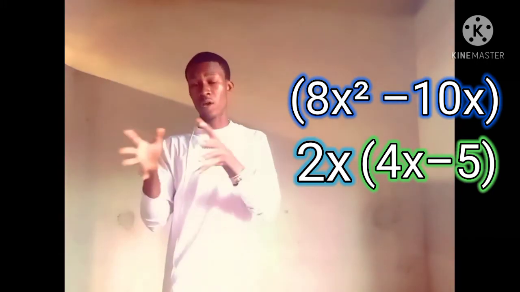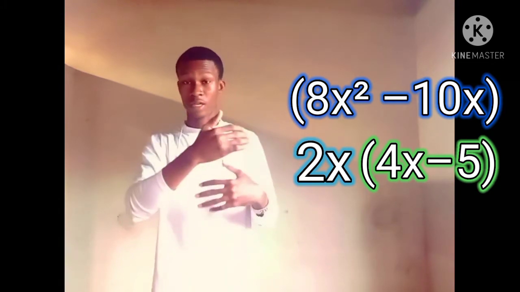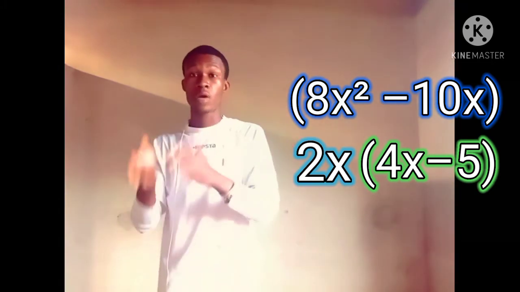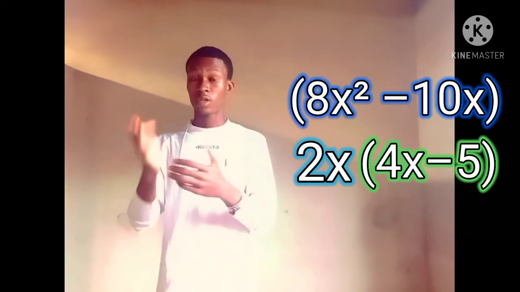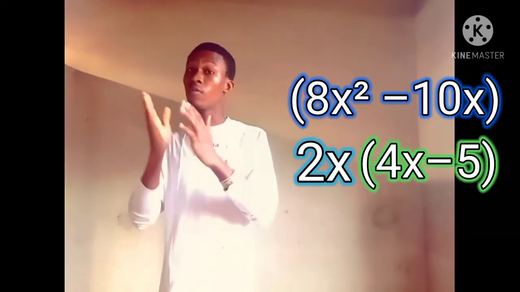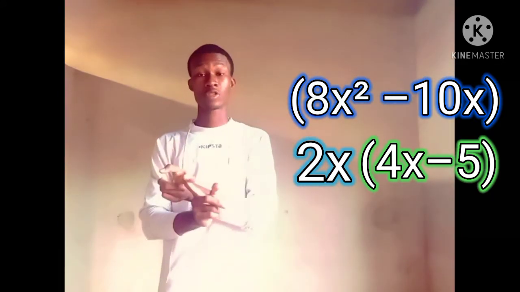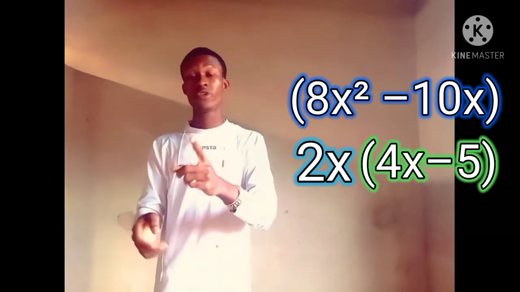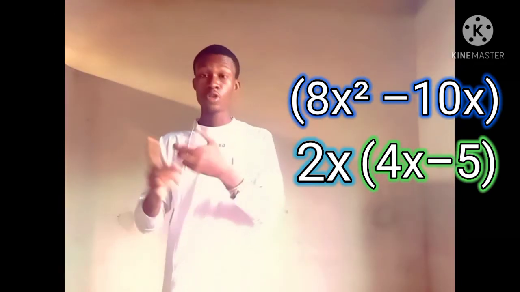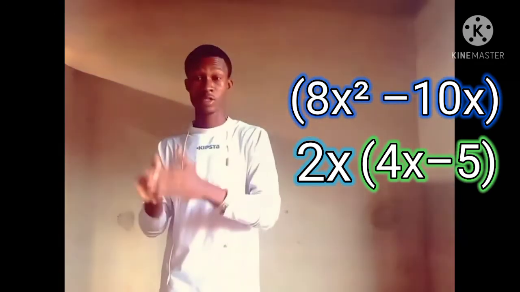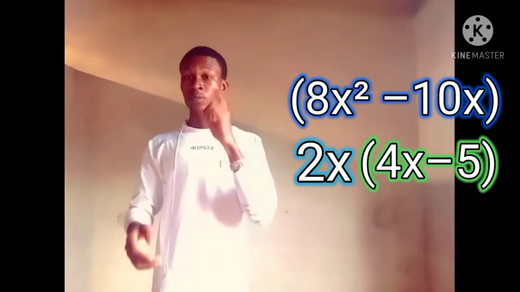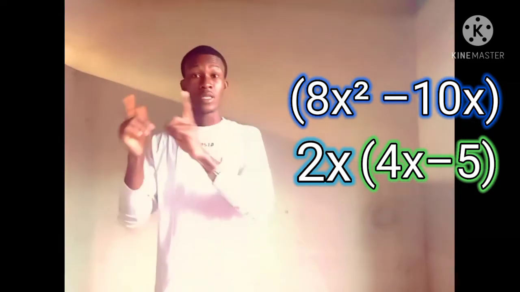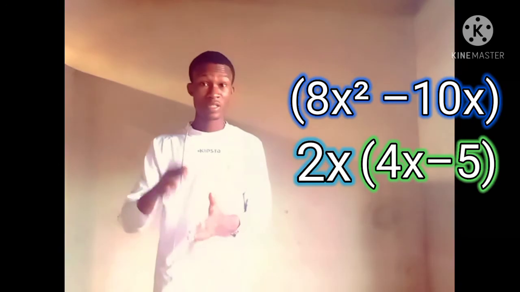So since we have 2x, the bracket stays at the side of 2x. Now what do we multiply with 2x to give us 8x squared? There is nothing else to think about other than 4x, because x times x gives x squared, and 2 times 4 gives 8. So 2x times 4x gives you 8x squared. Now 2x times negative 5 gives you negative 10x. So it's as easy as that.